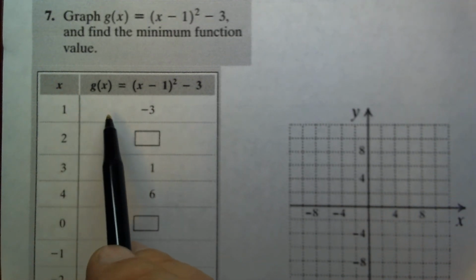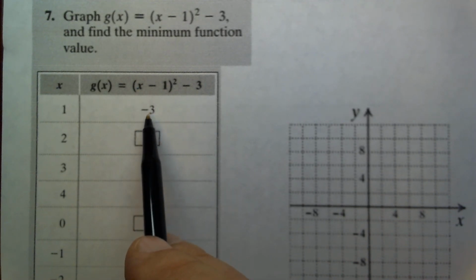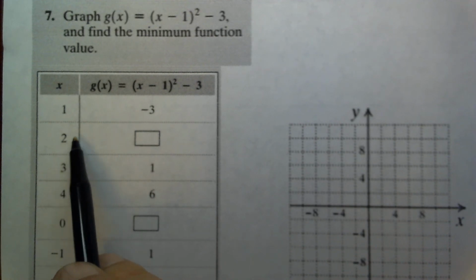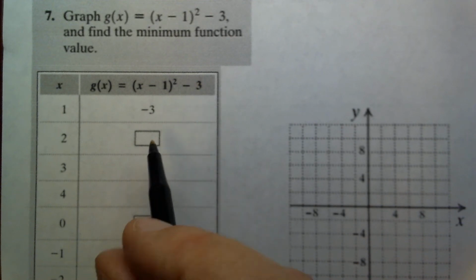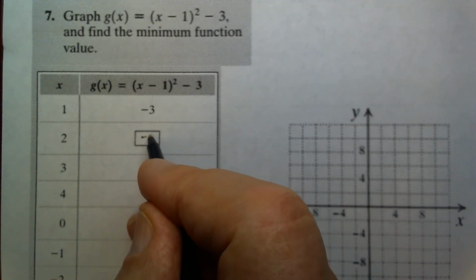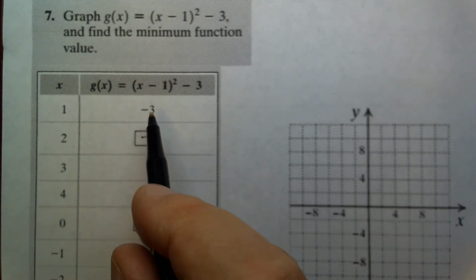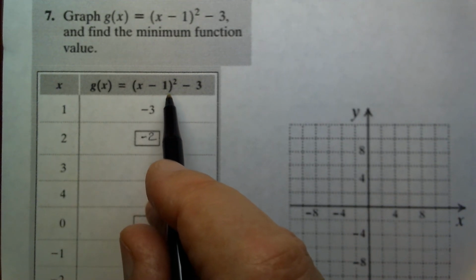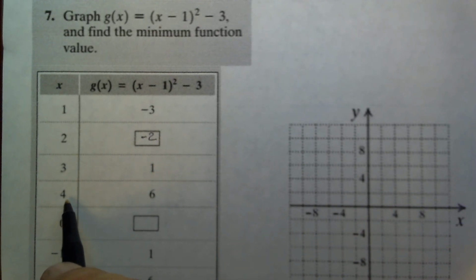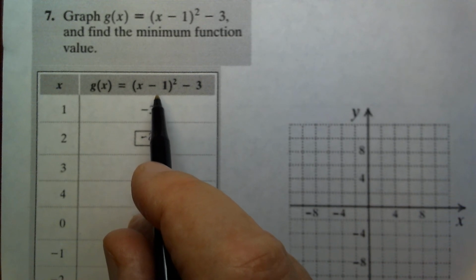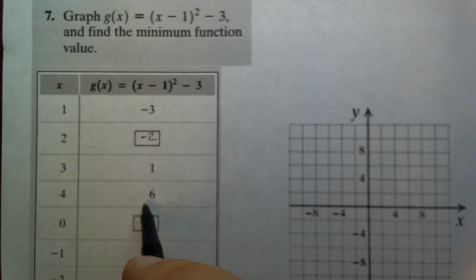When x equals 1, then x minus 1 is 0, and the function value is equal to minus 3. When x equals 2, 2 minus 1 is 1, 1 squared is 1, and 1 minus 3 is minus 2. And when x equals 3, 3 minus 1 is 2, 2 squared is 4, and 4 minus 3 is 1. And when x equals 4, 4 minus 1 is 3, 3 squared is 9, minus 3 is 6.